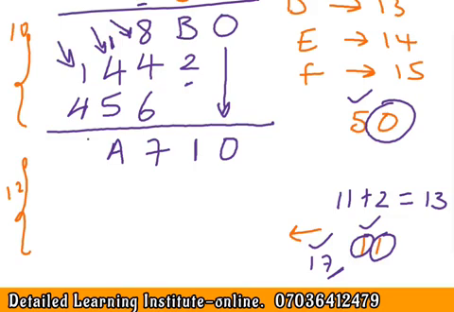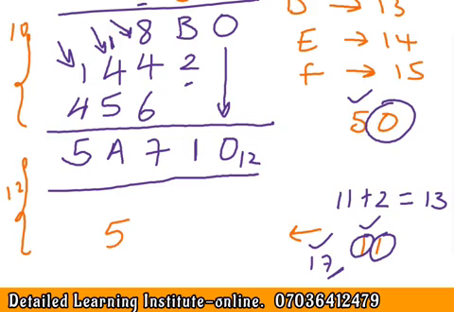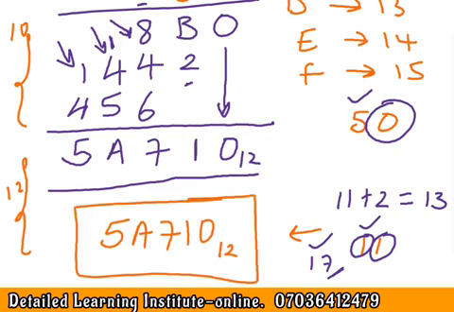1 plus 4 gives 5, and put it down because it's permitted, and this gives us our answer in base 12. So our final answer becomes 5A710 base 12. So that gives us the answer for this.